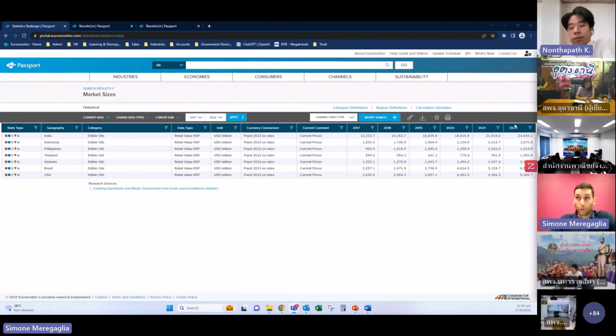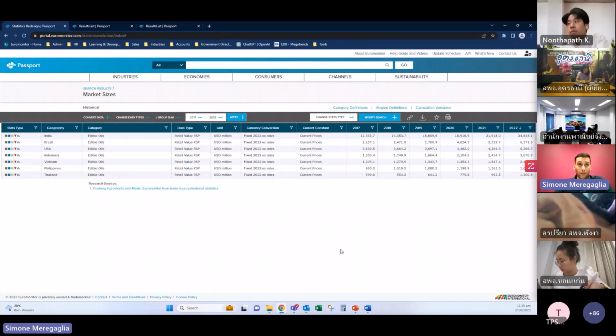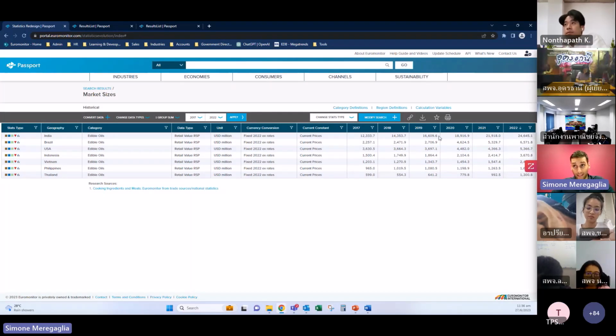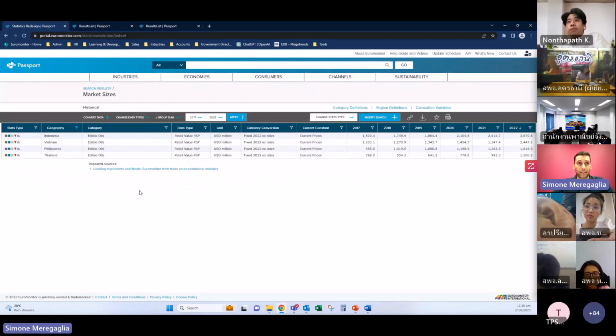And then here I'm able to make a comparison of, for example, 2022, which country has the highest market size of edible oils. And of course, you can see that it's India, followed by Brazil, USA, etc. If I only want to focus on the countries that I selected in Southeast Asia, for example, I can always filter, and then I only select some countries, and it will give me back the selection of the countries that I selected. And we see that, for example, Indonesia is the country with the highest market size in edible oils.